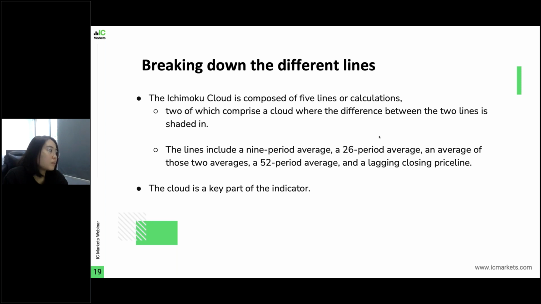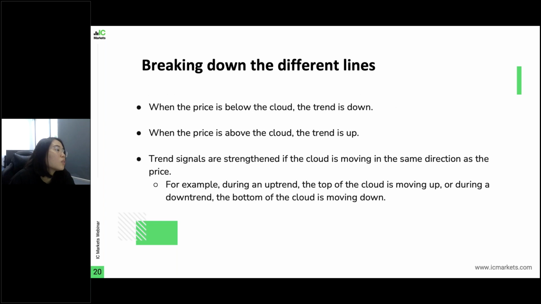So the cloud is the key part of the indicator. The cloud is super important. The cloud will work as a support and resistance. When the price is below the cloud, the trend is down. When the price is above the cloud, the trend is up. Trend signals are strengthened if the cloud is moving in the same direction as the price. For example, during an uptrend, the top of the cloud is moving up, and during a downtrend, the bottom of the cloud is moving down.